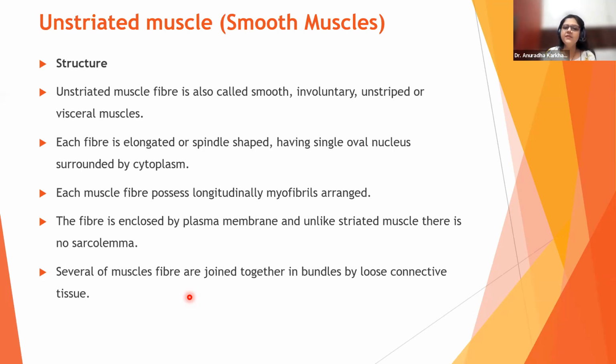Each muscle fiber possesses longitudinally arranged myofibrils. The fiber is enclosed by plasma membrane. Unlike striated muscles, there is no sarcolemma. Several muscle fibers are joined together in bundles to form the loose connective tissue. So it is one of the simplest types of muscle fiber.